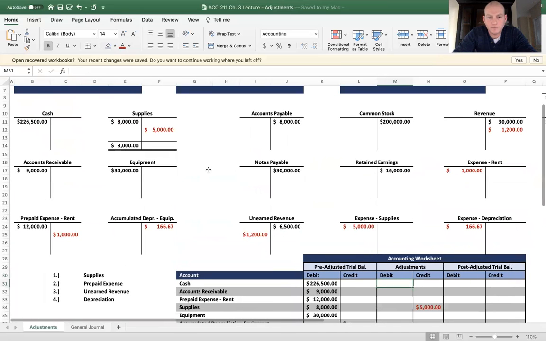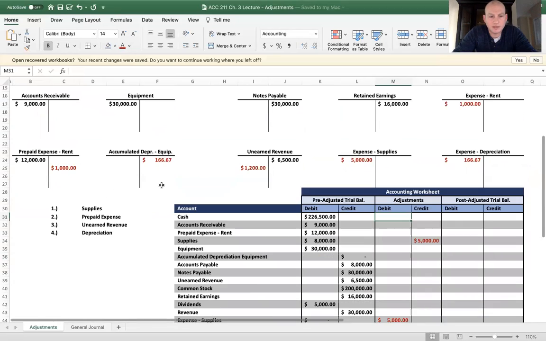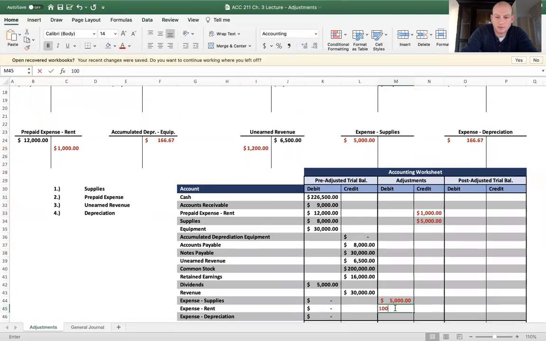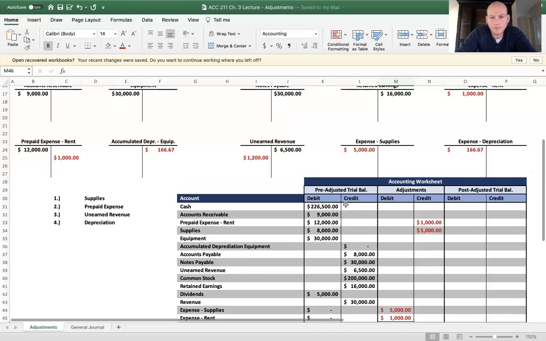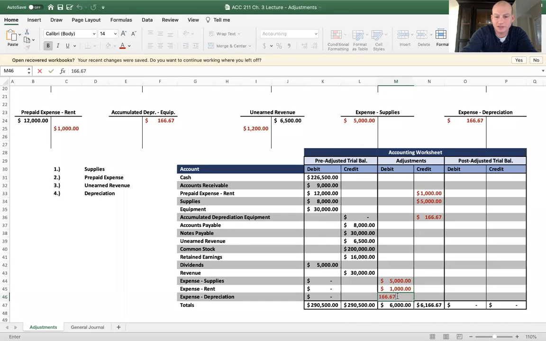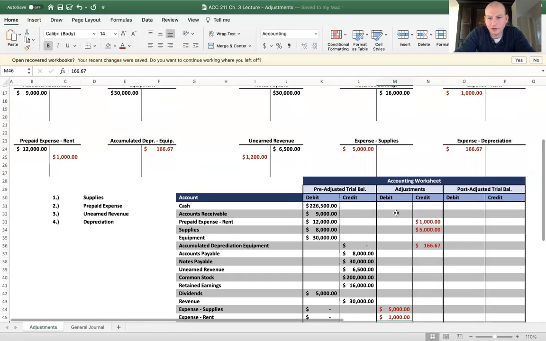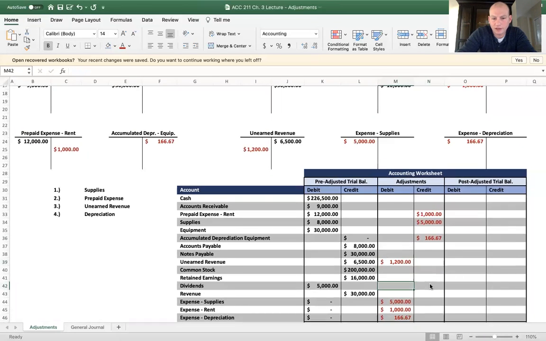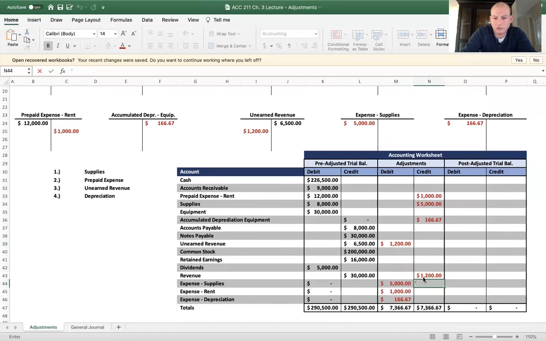And now let's do the prepaid rent. Prepaid rent was credited $4,000, and our rent expense is debited $4,000. Then our accumulated depreciation was credited for $166.67, and we debit our depreciation expense $166.67. So that takes care of three adjustments. What do we have left? Unearned revenue. This needs to be debited for 1,200 and then credit the revenue, I'm sorry, for 1,200. Okay, so that takes care of our adjustment column on the accounting worksheet.